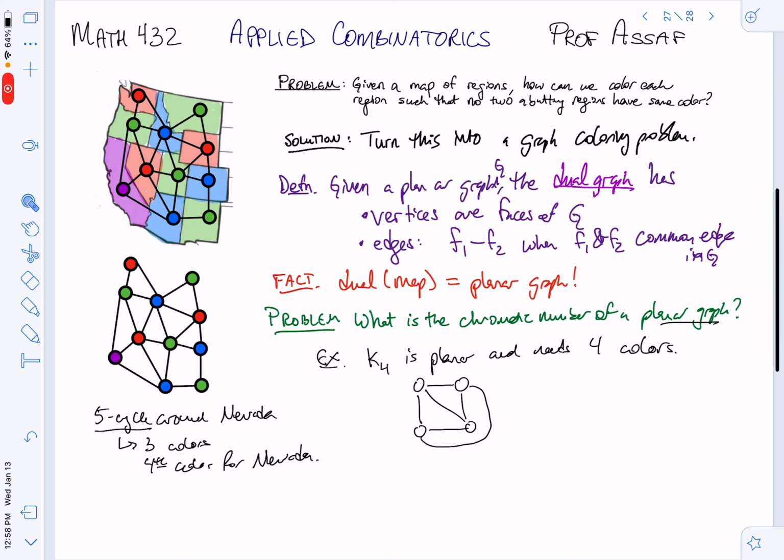Even though K5 is not planar, I'll never get K5 in a planar graph, because that was a theorem from last time. But maybe I'll still need 5 colors. It could come up in that situation. And that's what we want to think about. How can we reduce this problem and how can we get it down to some sort of theorem where we say that this many colors is definitely enough?